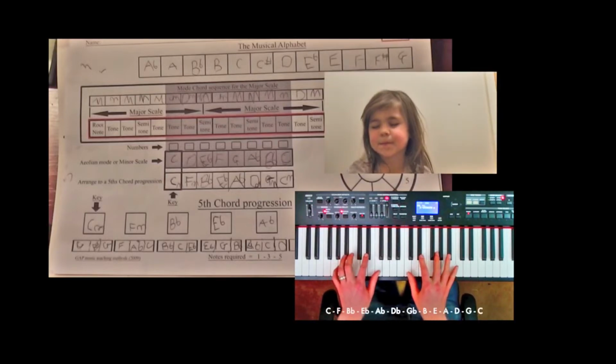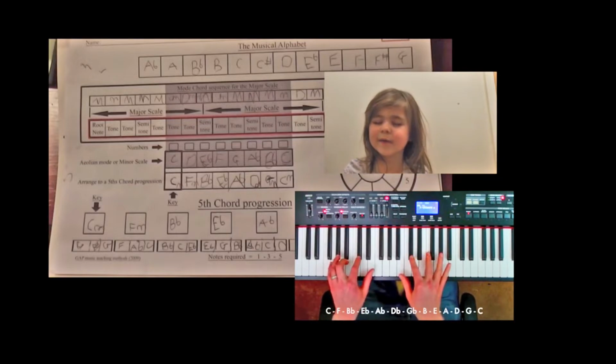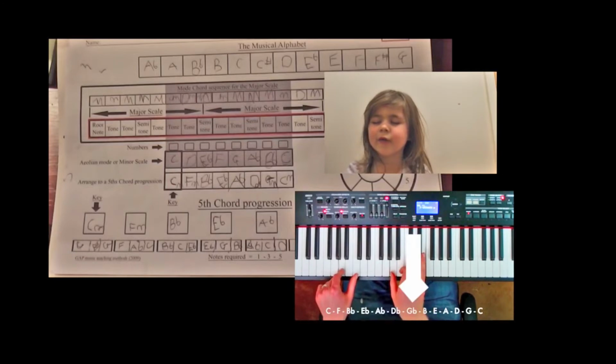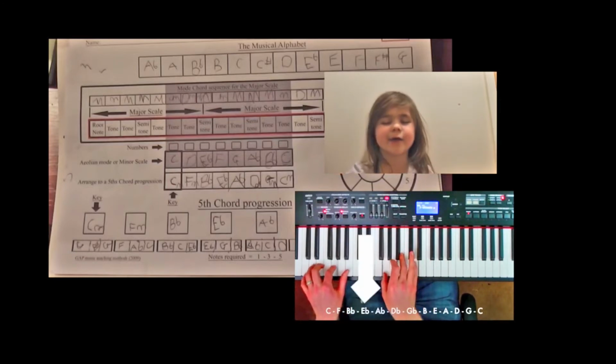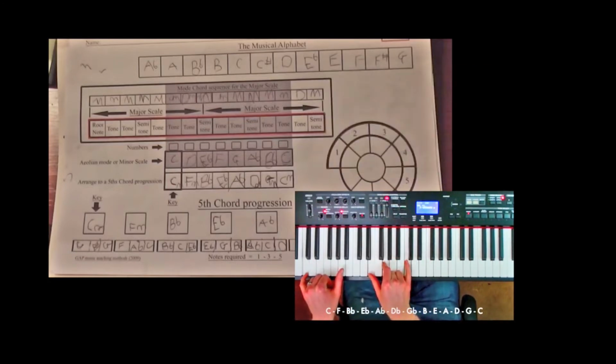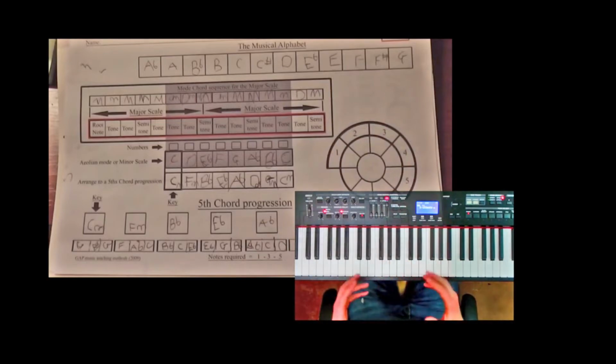Right, now can you do your circle of fifths? F, C, G, D, A, E, B, F sharp, D flat, A flat, E flat, B flat. So it's a long progression.